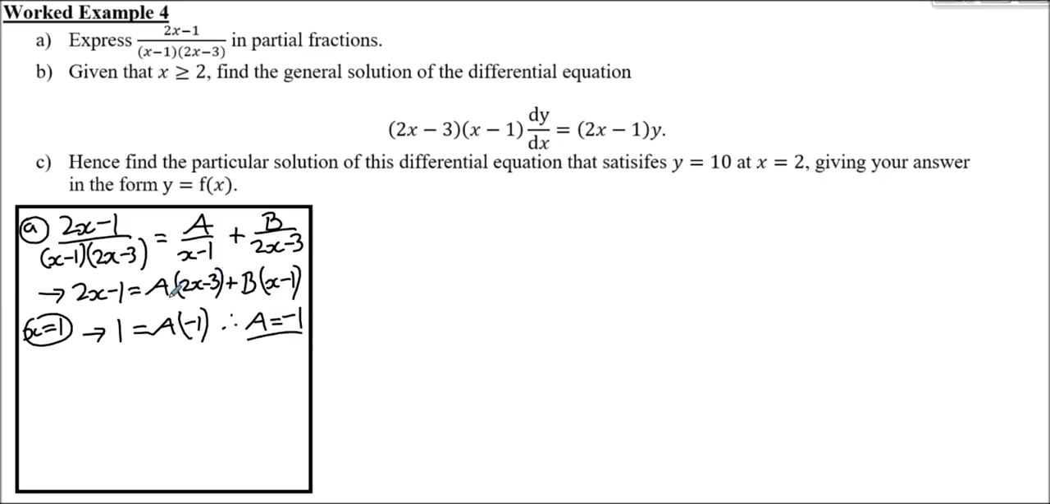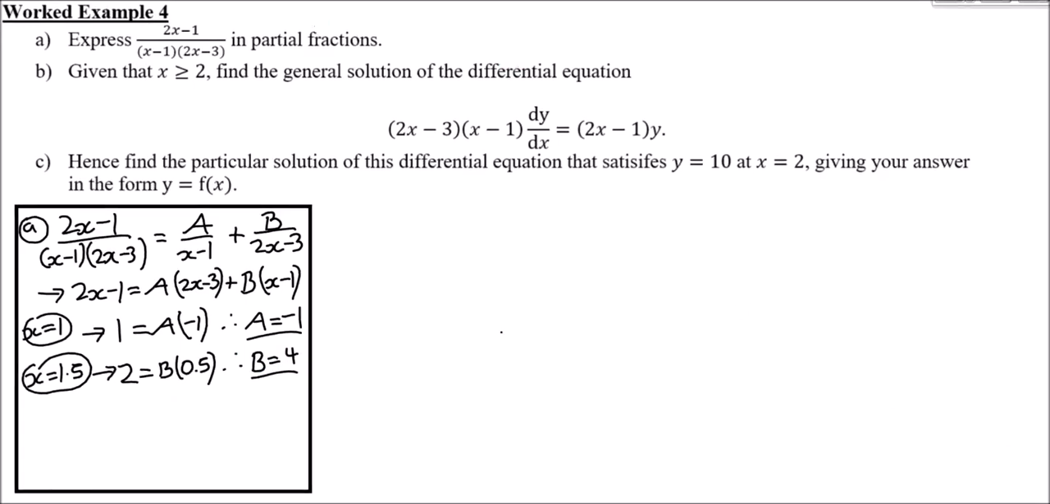Next I'm going to pick x equal to 1.5, because then the A term will vanish. So if I let x equal 1.5, 3 over 2 or 1.5, whichever way you prefer to think of it, 2 times 1.5 is 3, minus 1 gives 2. The A bracket vanishes, then I get B multiplied by 1.5 minus 1, which is 0.5. So 2 is half of B, therefore B itself has to equal 4.